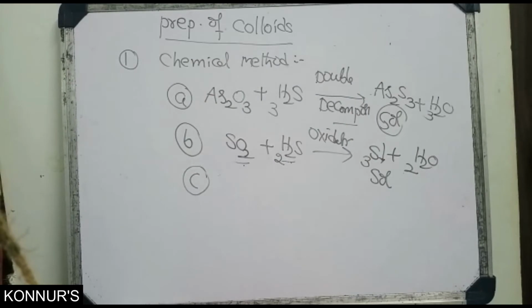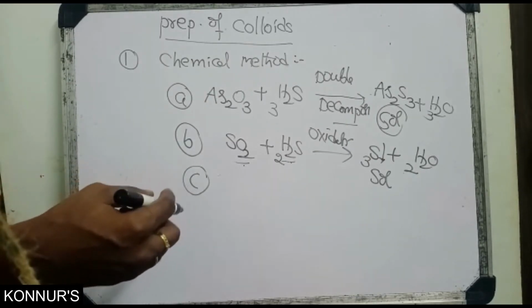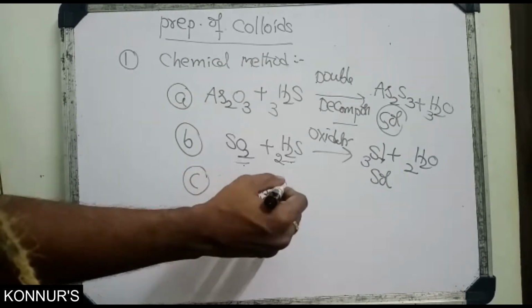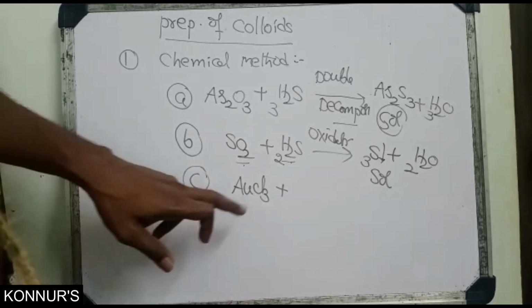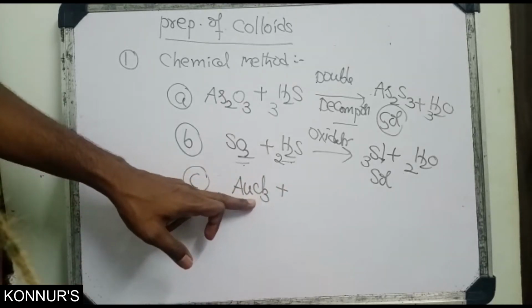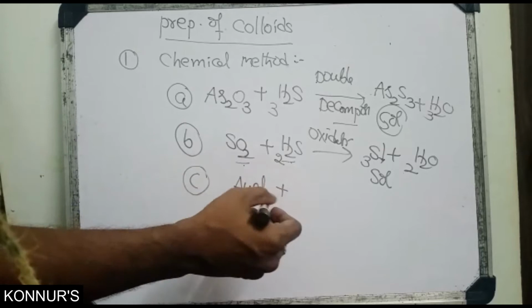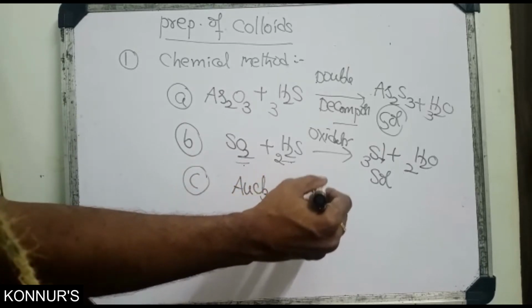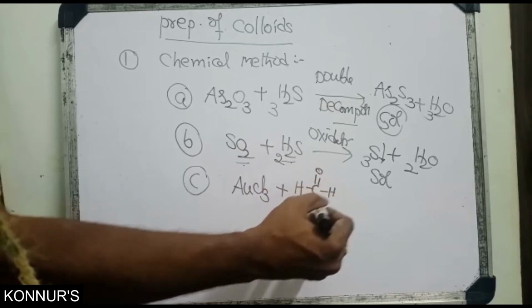Otherwise, the reduction process, for example the gold sol. Take AuCl3 and remove the chlorine. In what way can you remove it? Oxidized or reduced, anything. So aldehyde plus water.